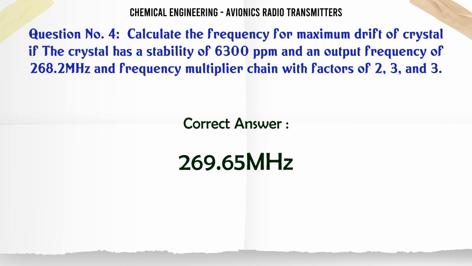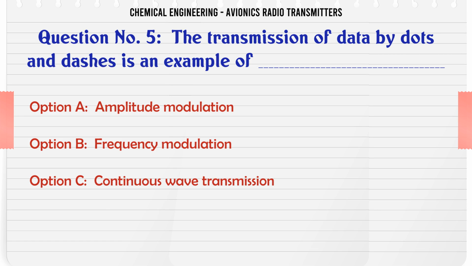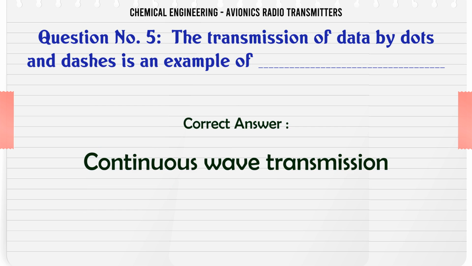269.65 MHz. The transmission of data by dots and dashes is an example of A. Amplitude modulation. B. Frequency modulation. C. Continuous wave transmission. D. Discrete signal transmission. The correct answer is continuous wave transmission.